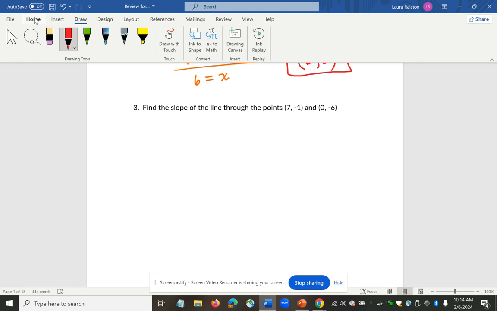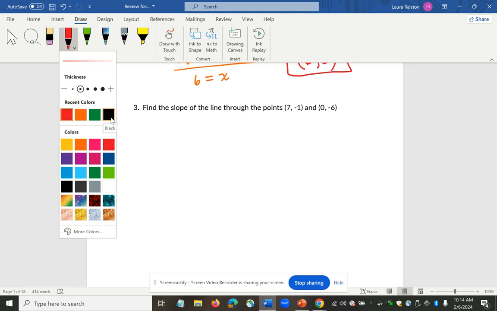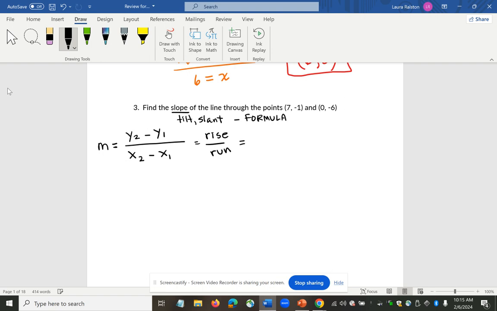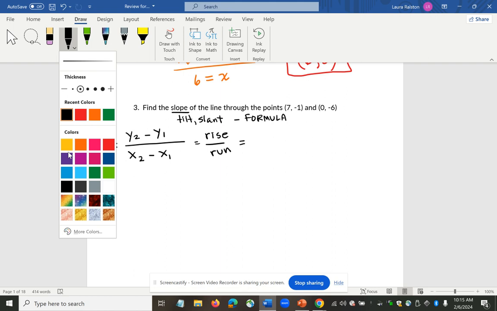Question 3 says to find the slope of the line through the points 7, negative 1, and 0, negative 6. So the slope represents the tilt or the slant of the line, and we have a formula that allows us to do that calculation. The formula for slope, which is represented by the lowercase m, is y2 minus y1 divided by x2 minus x1. You may be familiar with it as rise over run. So basically, we're going to substitute into this formula and perform the calculations.